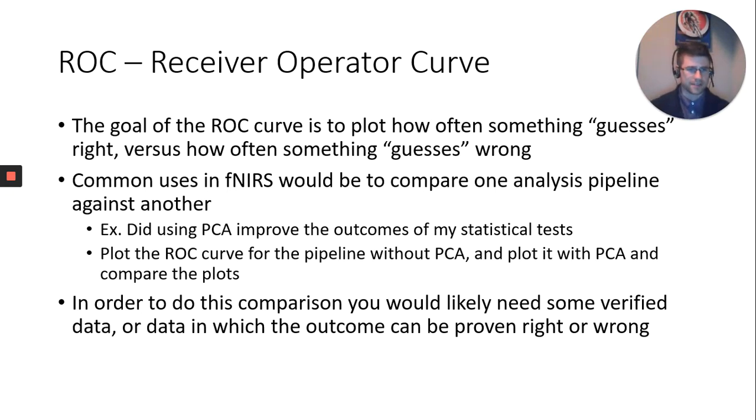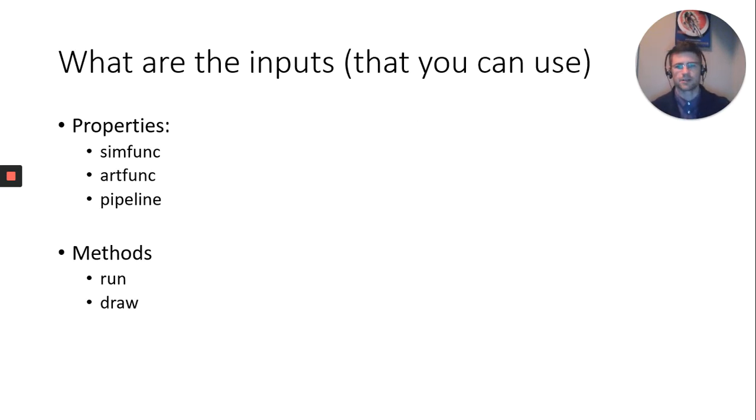In order to do this, in order to actually compare two things, you need a data set where you know where the items of interest are. So that when you guess them correctly, you know that you guessed them correctly. And when you guess them incorrectly, you know that you guessed them incorrectly.